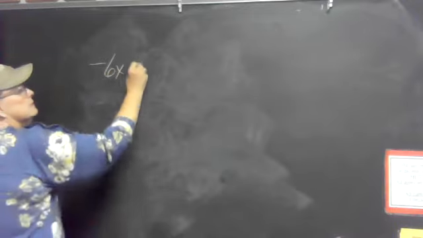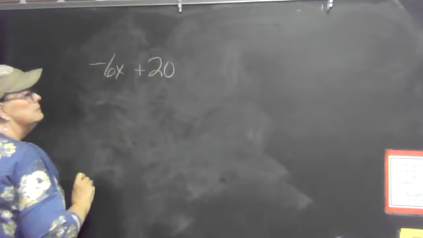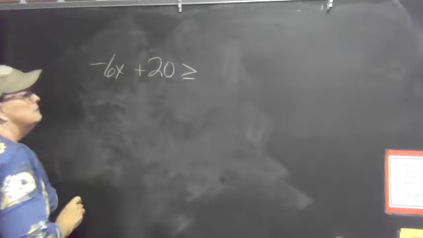All right, I'm ready. Negative 6x plus 20 is greater than or equal to negative 11x.